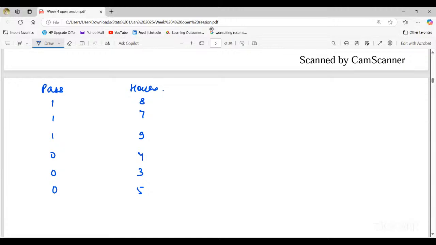Ma'am, pass is categorical, hours is numerical. Yeah, correct. So we are now calculating the association between the categorical and the numerical variable. So through r point-biserial, it is x bar 0 minus x bar 1 divided by the standard deviation of x times the square root of p0 and p1. Now what is x bar 0? Here my x bar 0 is, you can say, the mean of set 1.